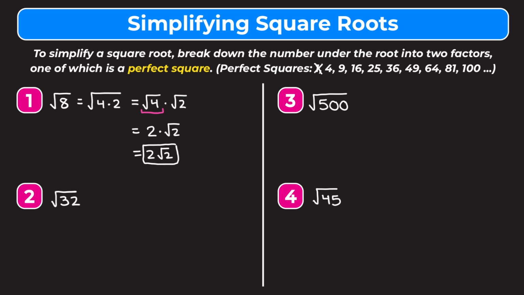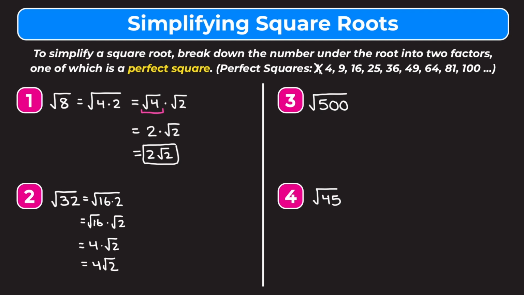If we take a look at number 2, we have the square root of 32. So we want to think, what are some factor pairs of 32 where one is a perfect square? So we could break this up into 16 times 2, because 16 is a perfect square. And now, remember, we can write that as the square root of 16 times the square root of 2. And because 16 is a perfect square, we can simplify the square root of 16, which is 4. So we get 4 times the square root of 2, which is just 4 root 2.